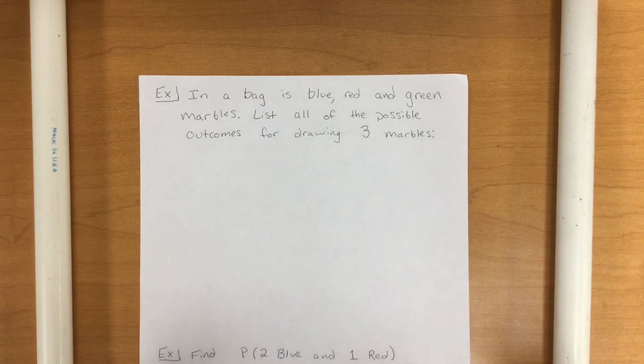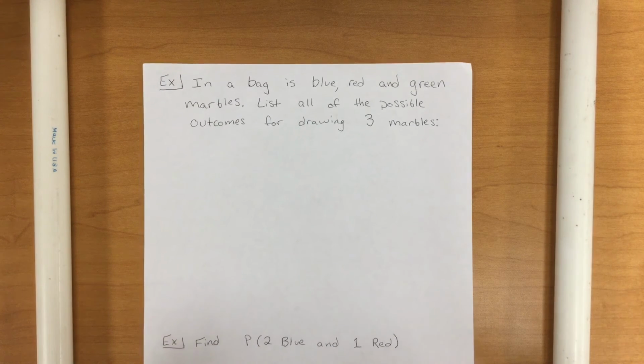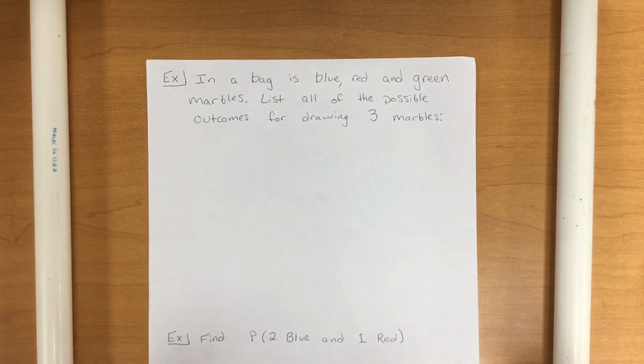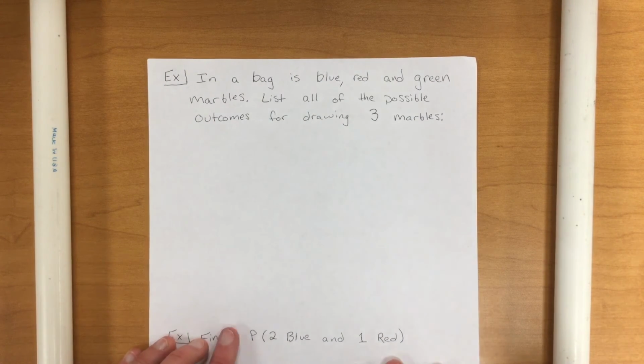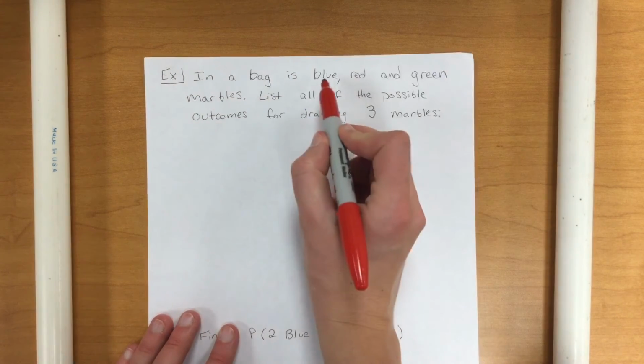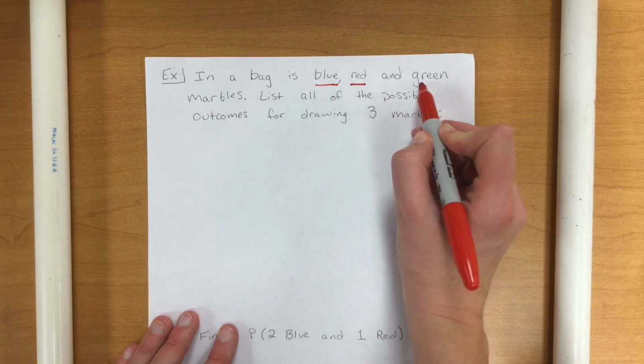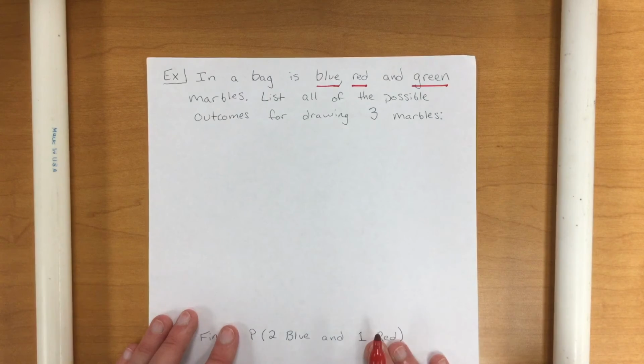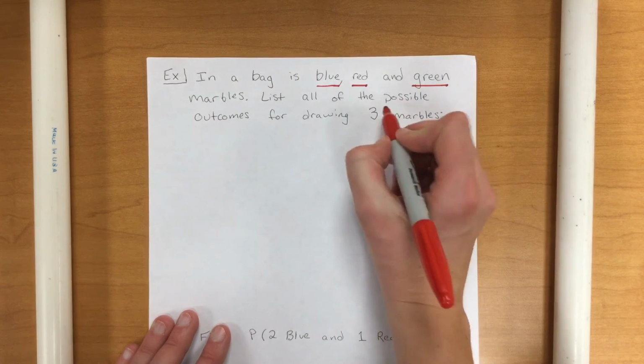All right, our next example. In a bag is blue, red, and green marbles. List all of the possible outcomes for drawing 3 marbles. So we're going to have a lot of options for this one. So what are our 3 colors of marbles that we can have? Blue, red, and green. And how many marbles are we drawing from the bag each time? 3.